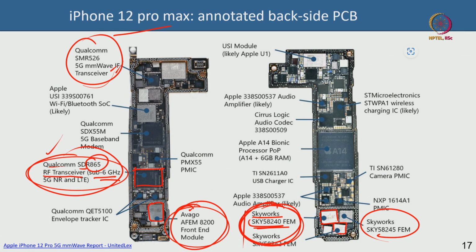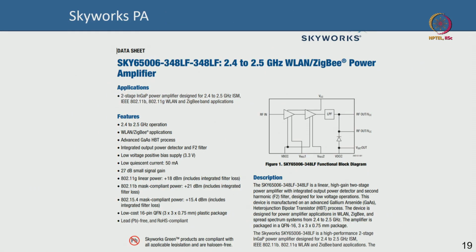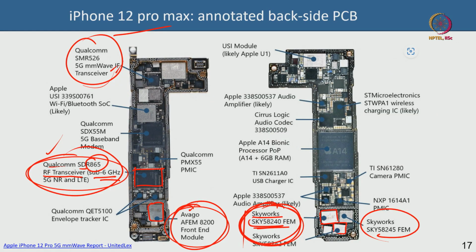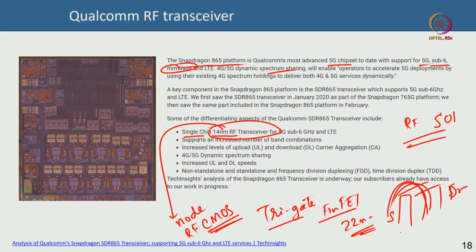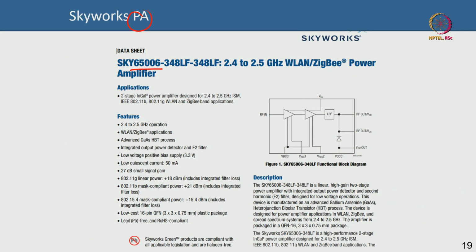Skyworks has the front end module, and the front end module has a power amplifier. Let us look at the Skyworks power amplifier. The Skyworks 65006, this may not be the exact component that is here, but you can see it is a similar family of components, because at least I could not find this exact component detail on the internet. I had to go from one to another, and I found out the Skyworks 6500 is a power amplifier that goes in the front end module.